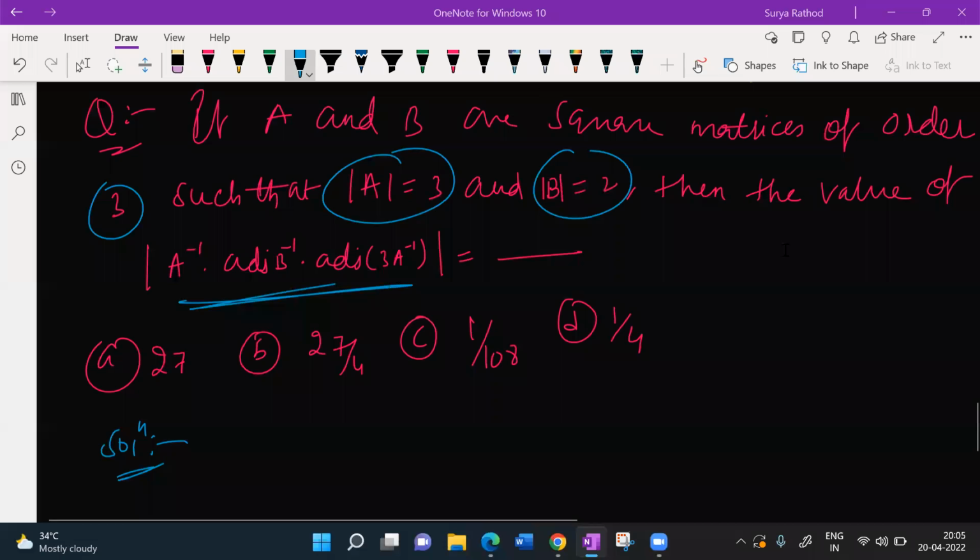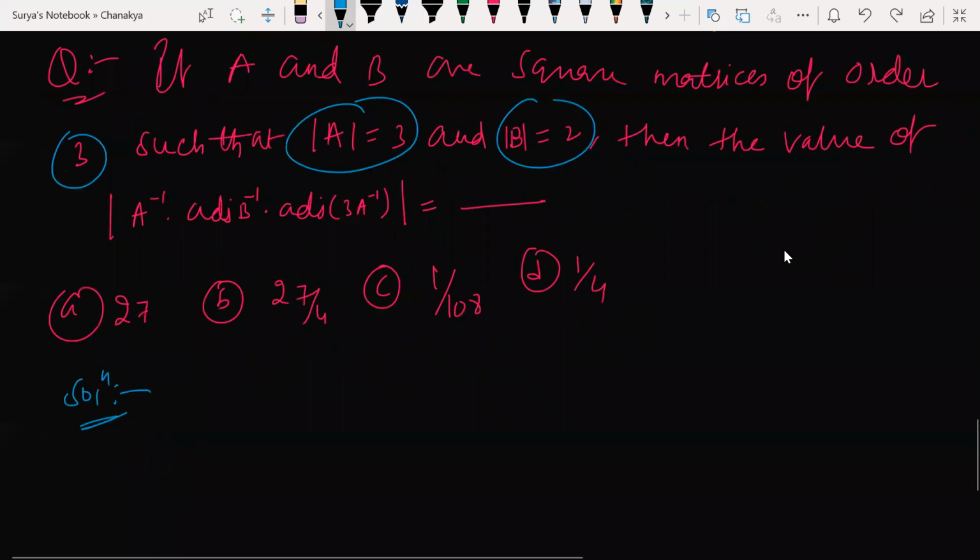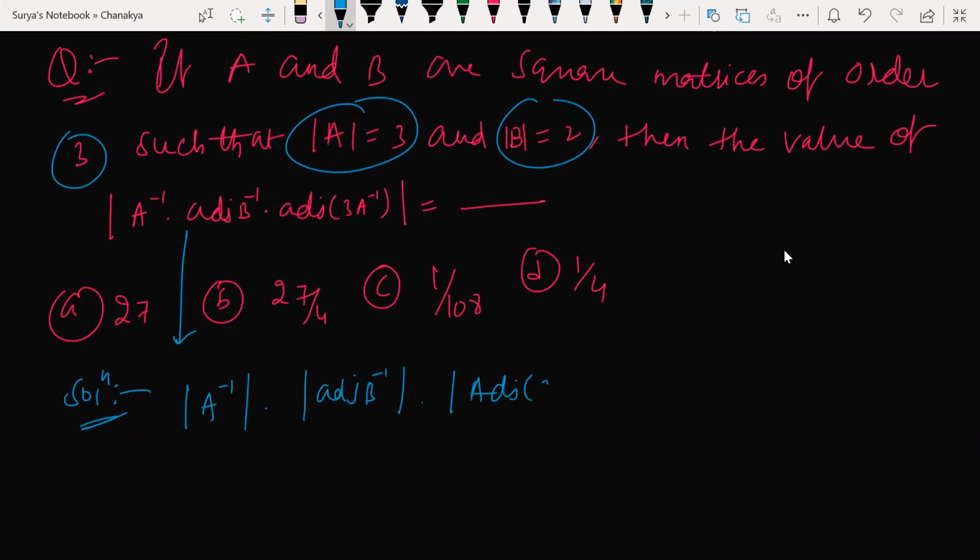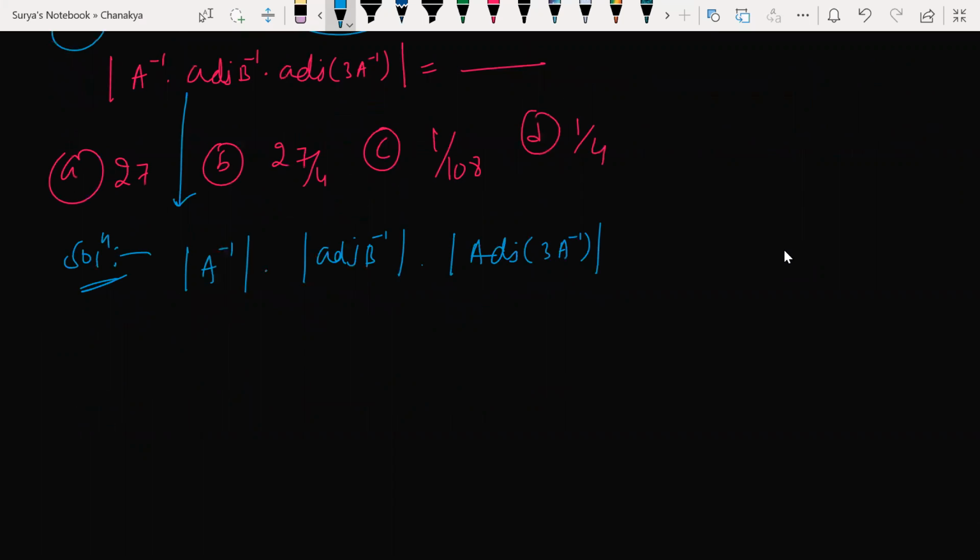Okay, no problem. See here, beta, this is what he is asking us to find. Correct? Now look at this here. This can be written as, I can just split it like this: determinant of A inverse, determinant of adjoint of B inverse, into determinant of adjoint of 3A inverse. So determinant of A inverse can be written as 1 by determinant of A, without any doubt.